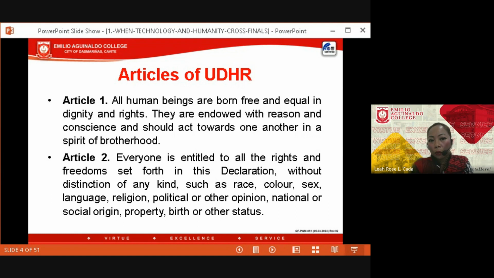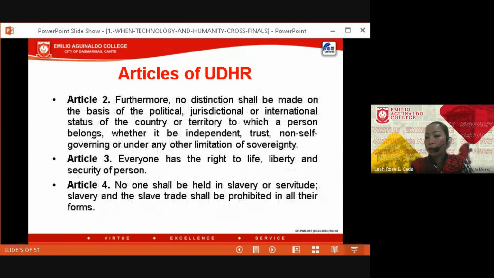So for Article 2, everyone is entitled to all the rights and freedoms set forth in this declaration without distinction of any kind, like race, color, sex, religion, political or other opinion, national or social origin, property, birth, or other status. So there's no discrimination when it comes to the Declaration of Human Rights. All of us are seen as equal, whatever nationality you are from, whatever country, whether poor or rich. We are all protected under the United Nations Declaration of Human Rights.